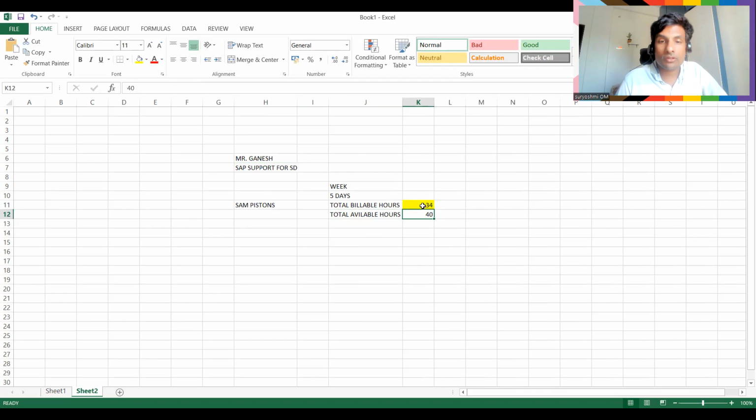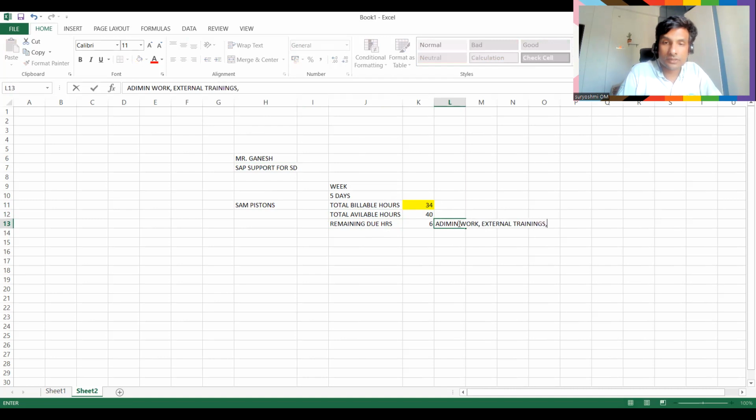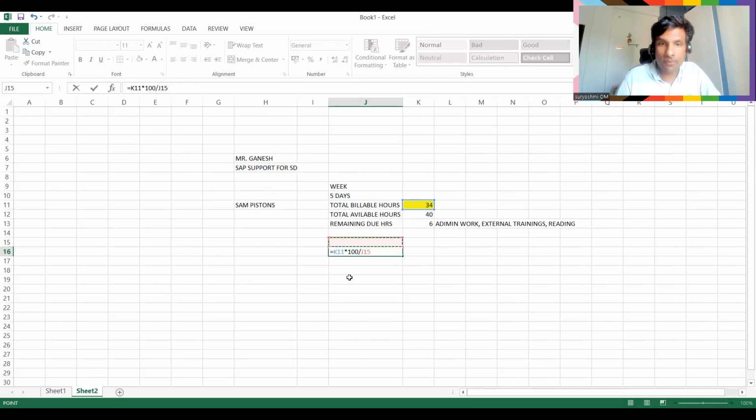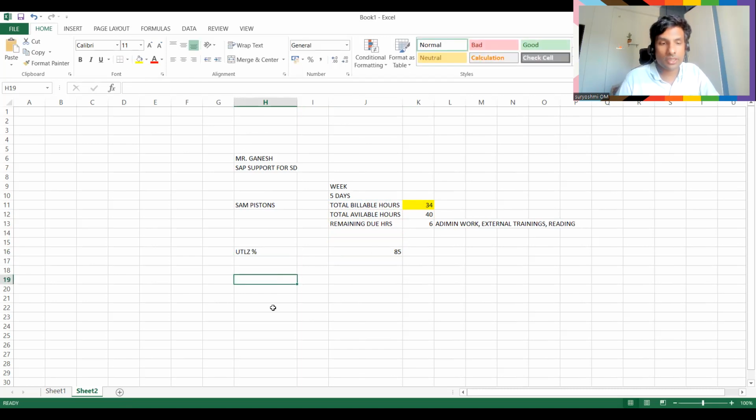Suppose he is working 34 hours in a week. What about the remaining 6 hours? He can spend them on admin work or something like external training or reading, so it will not count for the project. The project count is 34. Now let's go by our formula: actual project hours into 100, divided by the total available hours. This gives the percentage, called UTLZ percentage, the utilization percentage.